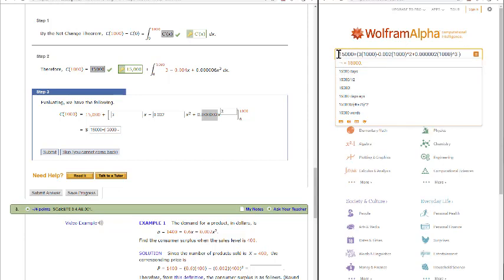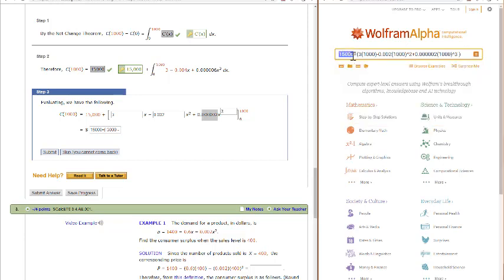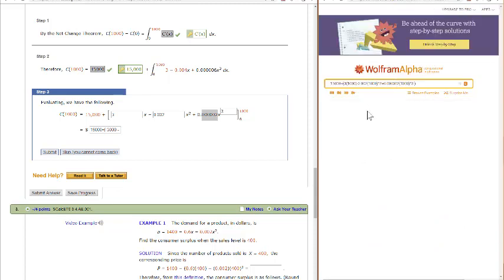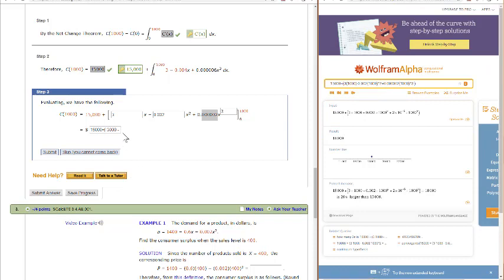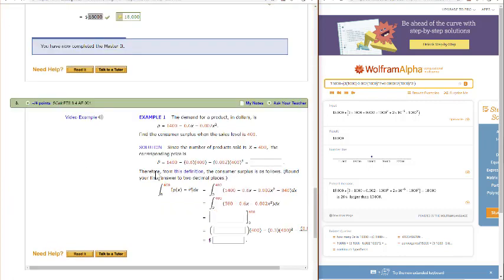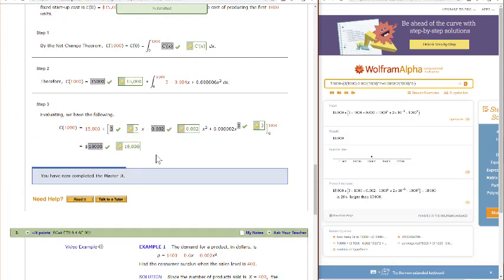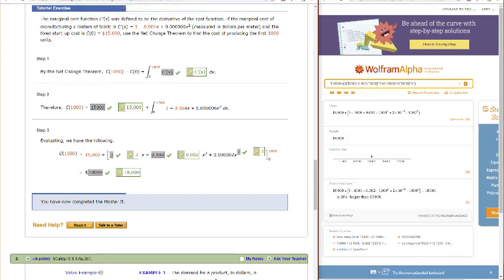Okay, I dug out Wolfram Alpha and I plugged in these values. I got 15 plus 3 times 1,000 minus 0.002 times 1,000 squared, and then I hope I got the right amount of zeros here, times 1,000 cubed, and it looks like my answer is going to be 18,000. So let me go ahead and get rid of all this and put 18,000 there. All right. Okay, so I think that's it for that. Hope that helps.